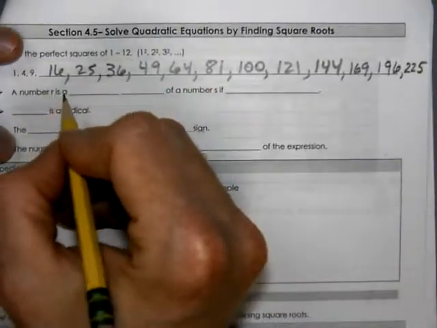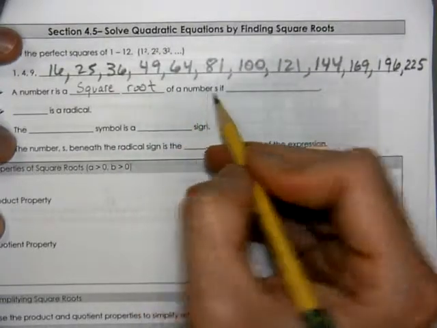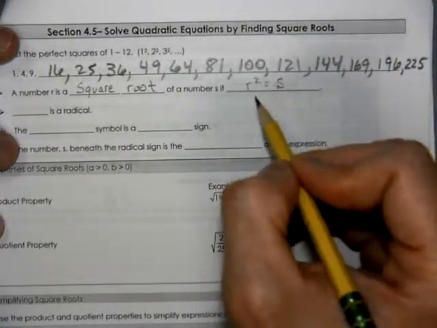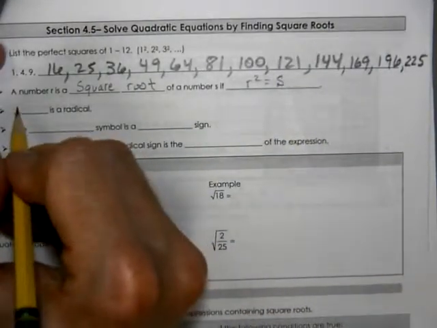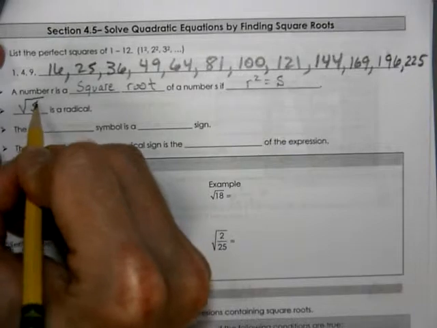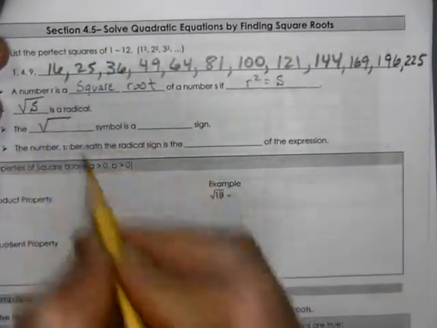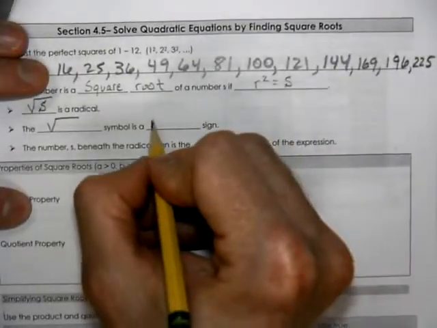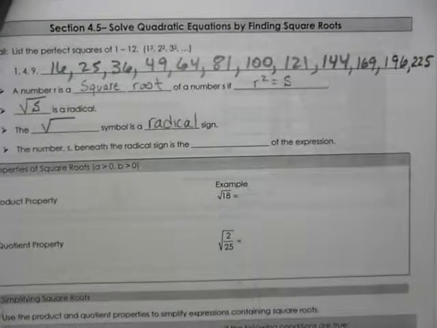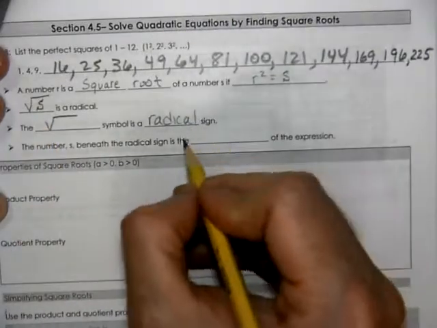A number r is a square root of a number s if r squared equals s. So r is a square root if you have to square it just to get to the number. So if we take our square root of s, that would be considered a radical. This symbol, which you often call a square root, we're going to call it a radical sign. It's a very broad term that can be represented with square roots, with cube roots, even with the fourth or fifth roots. The number s beneath the radical sign is called the radicand.